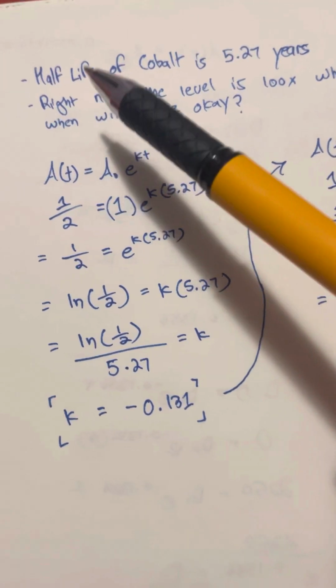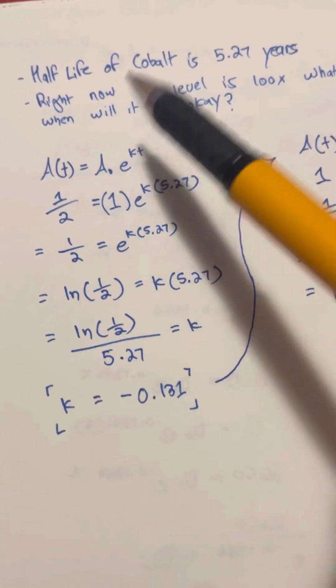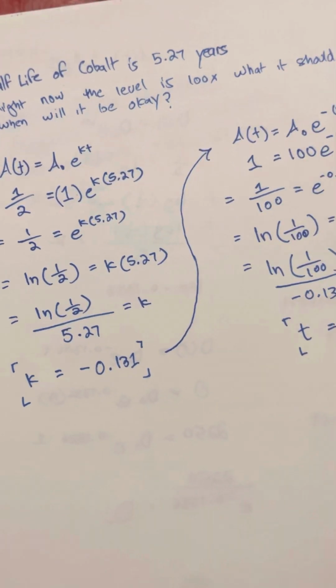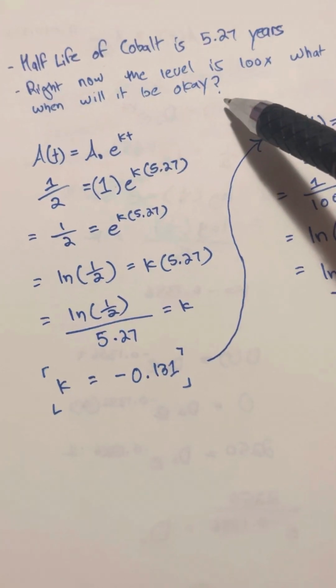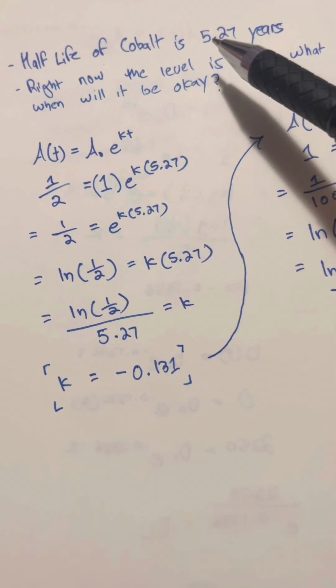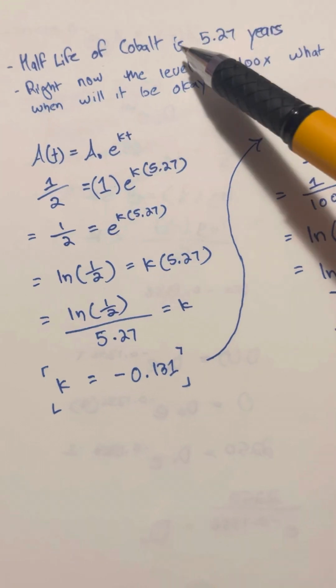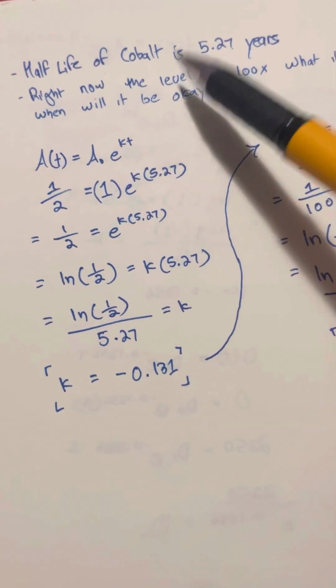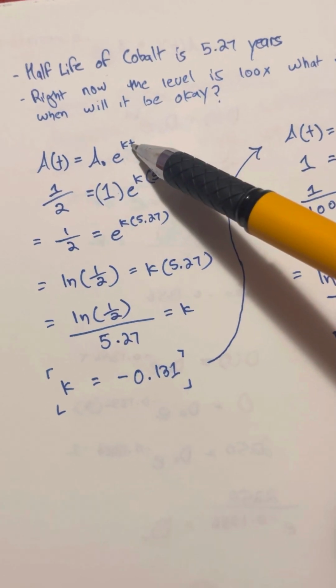So we know that the half-life of cobalt, what we're told, is 5.27 years. Right now the level is 100 times what it should be. When will it be okay? Now, two things we're told right off the bat: that the half-life of cobalt is 5.27 years. Now that's enough to find out what k is.